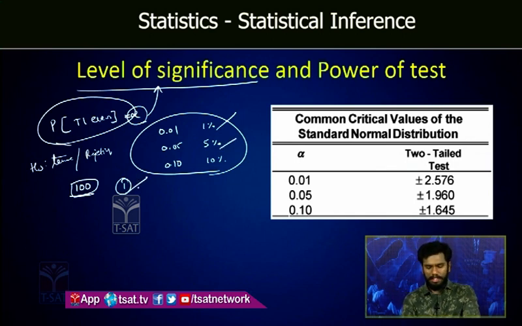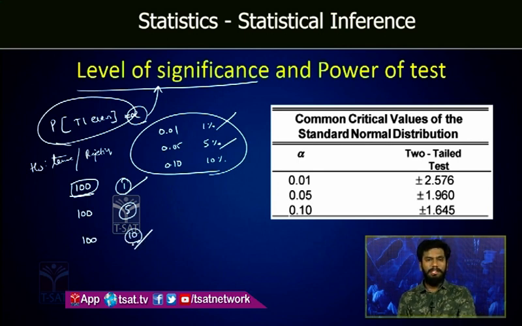So 5% level of significance అంటే out of 100 tests you can commit 5 wrong decisions. Out of 100 decisions you can commit 5 wrong decisions. 10% level of significance అంటే out of 100 you can commit 10 wrong decisions. So that is the level of significance. ఎన్ని wrong decisions తీసుకోవచ్చు, 1%, 5%, 10%. Now దాన్ని బట్టి మనకి graphical values ఉంటాయి.